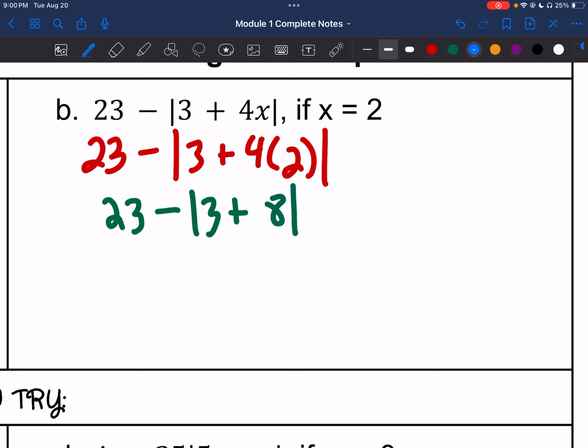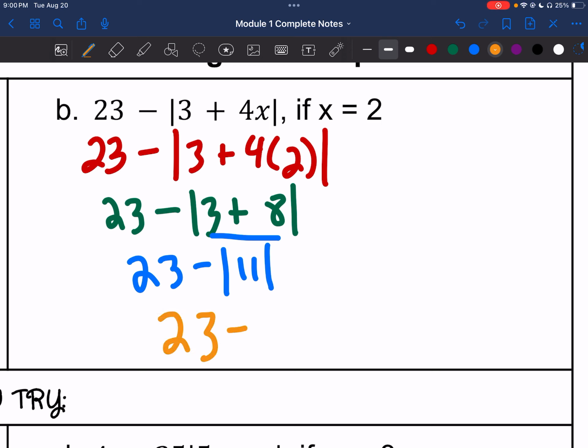We combine our like terms on the inside, so we have 23 minus 8 plus 3 is 11. So this is a weird time where we've got absolute value bars with an 11 around it, so it looks like just a bunch of lines up and down. The absolute value of positive 11 is 11, so we have 23 minus 11, which results in an answer of 12.